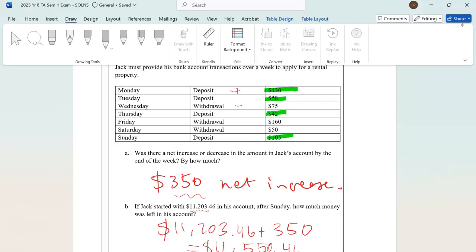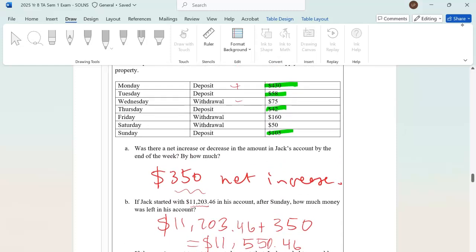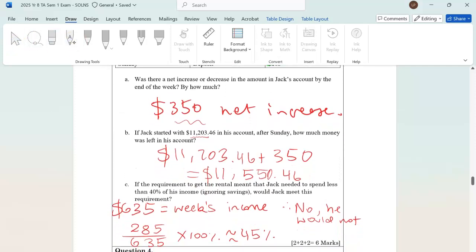I don't know why it can't give me a pen. Doesn't want to. It happens when you're recording, doesn't it?